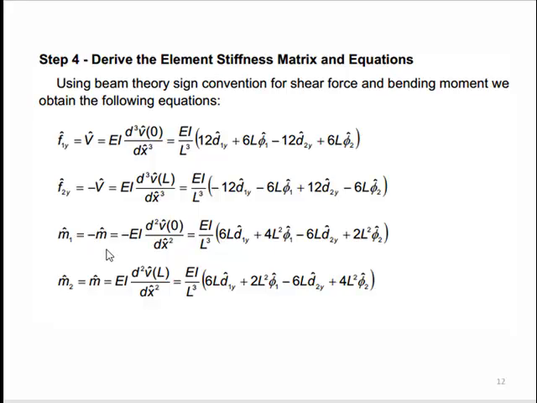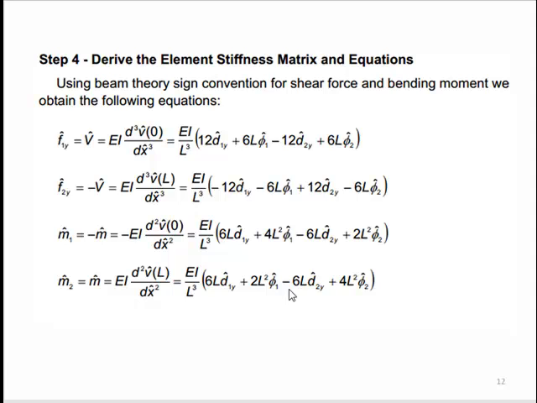And we know that for the moment, if we have the transverse displacement, we take its second derivative and multiply that with EI, we get the moment. So we take the second derivative, multiply that with EI, and we get this expression. And similarly, we can get the expression for M2.